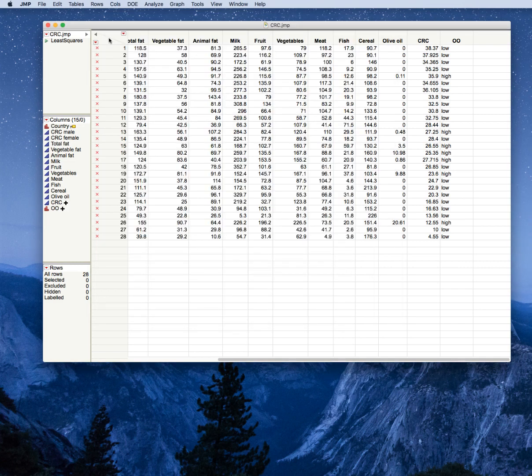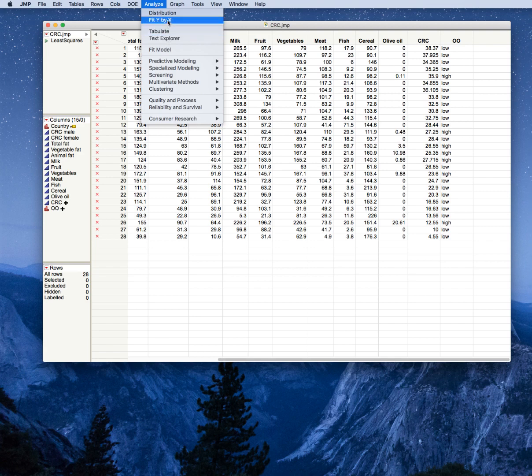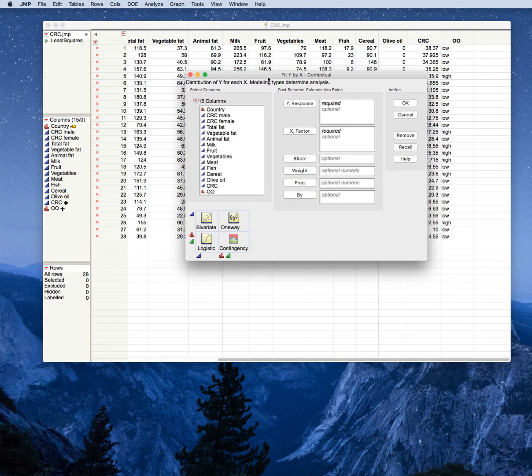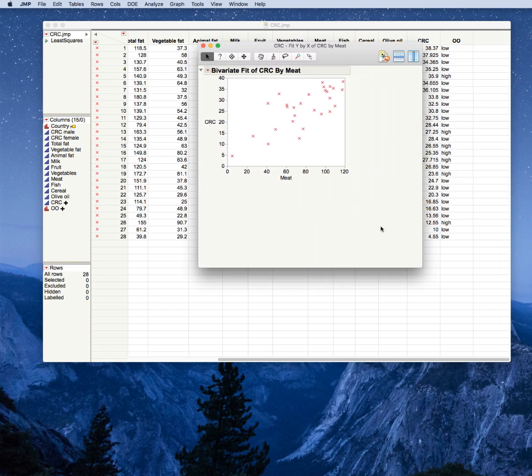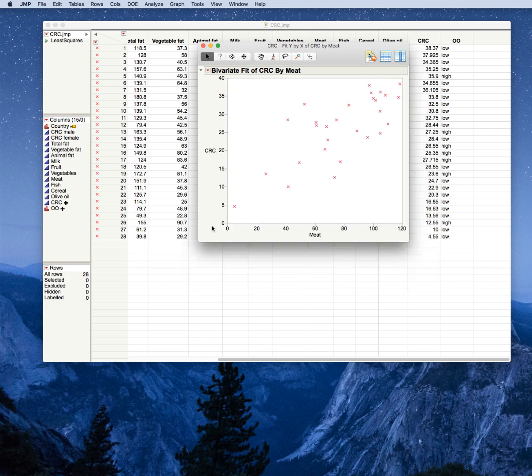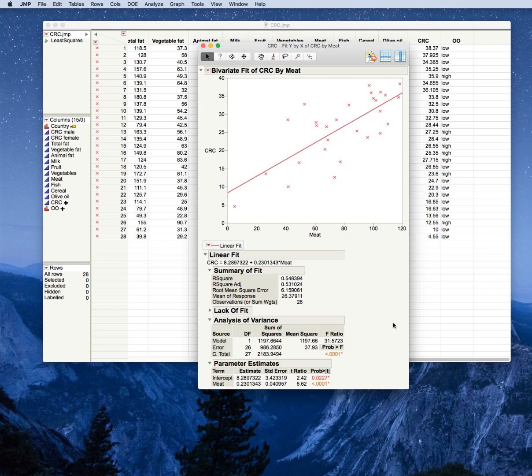Then let's take a look at the simple linear regression for colorectal cancer and meat. So we can here again put colorectal cancer as our Y and meat consumption as our X and press OK. We can see here the scatter plot shows us that a line fit would be appropriate, probably about through there. And we can ask JMP to fit the line. And in this, we get the analysis of variance, which is our whole model test.